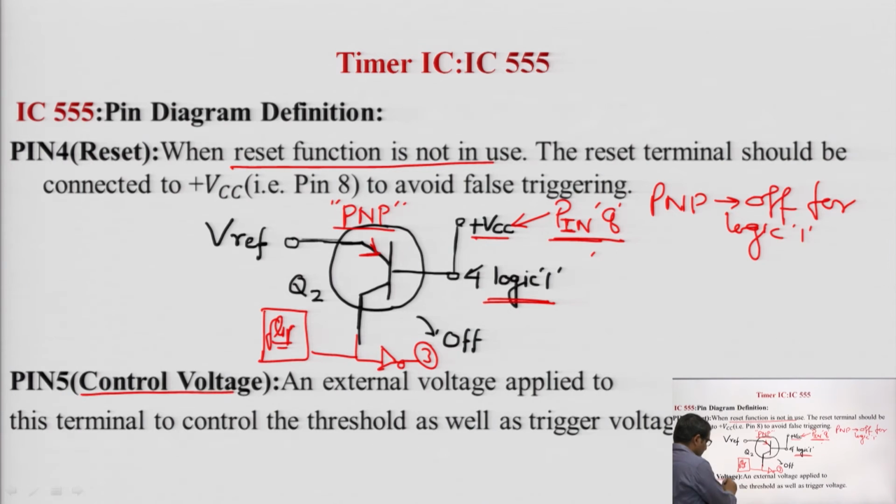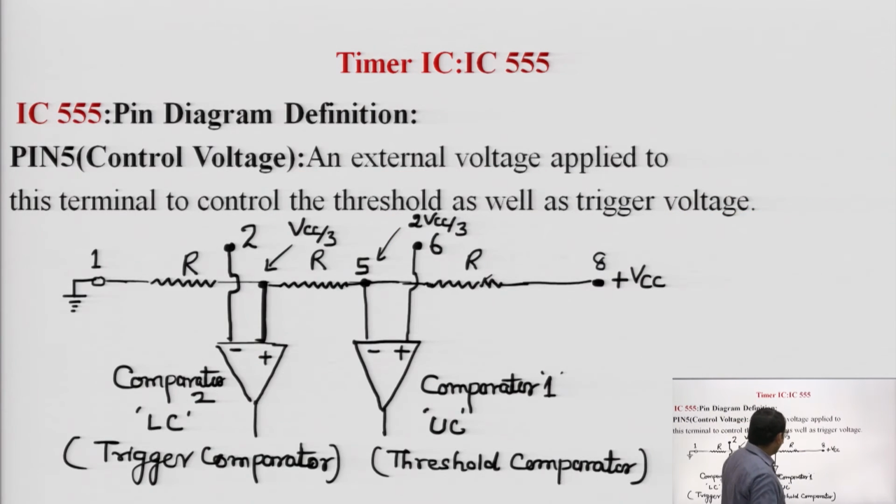Pin number 5 is the control voltage, and an external voltage is applied to this terminal to control the threshold as well as the trigger voltage. How can it work? Let us suppose that this is the voltage divider circuit, with 3 resistors. This is R1, all are 5K, this is also 5 kilo ohms. This is the voltage divider network, and here are the two comparators, comparator 1 and comparator 2. One is the threshold comparator, the other is the trigger comparator.